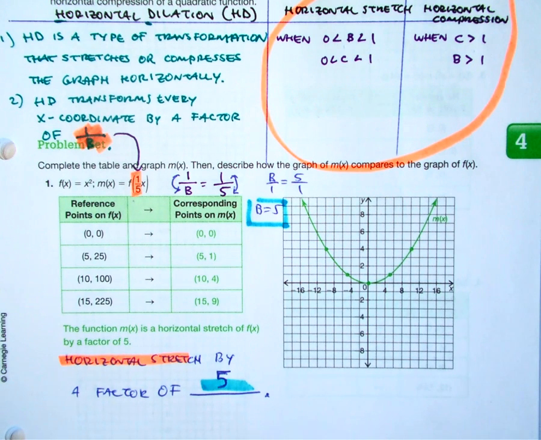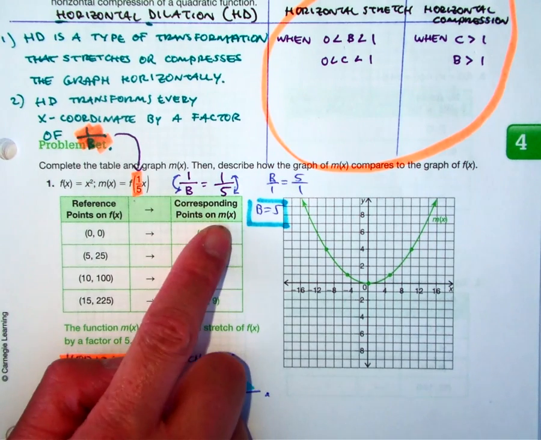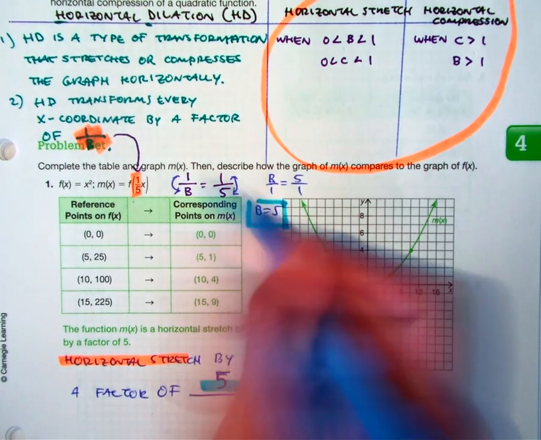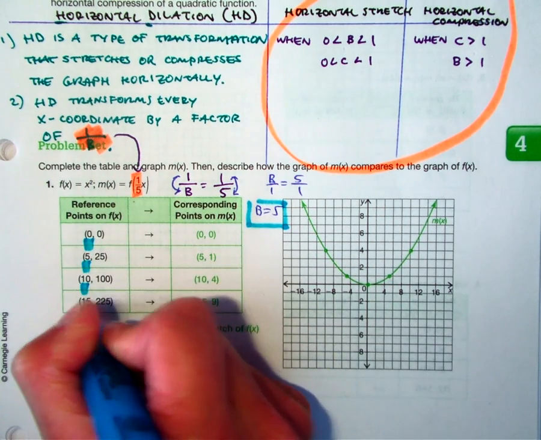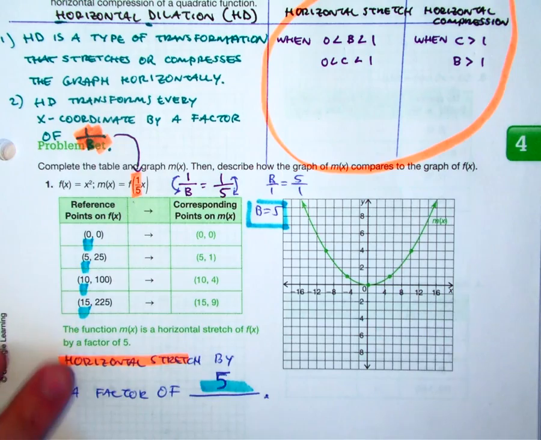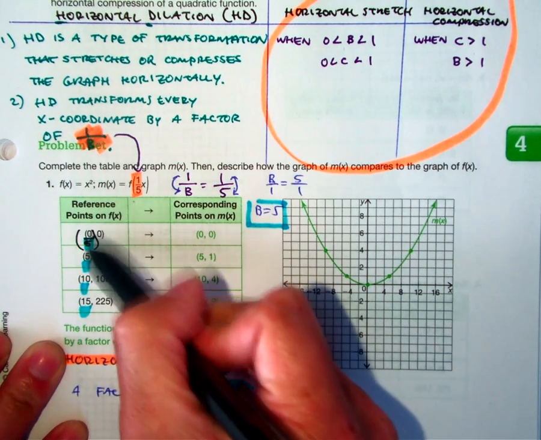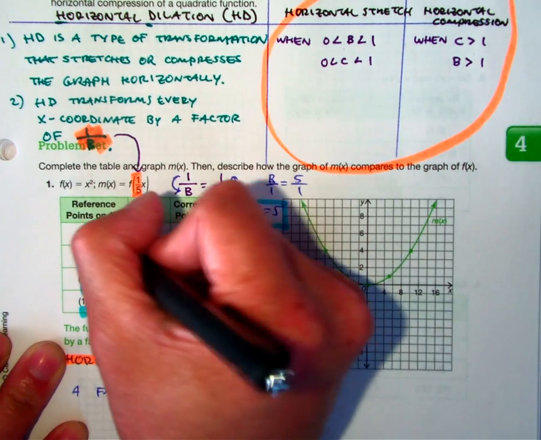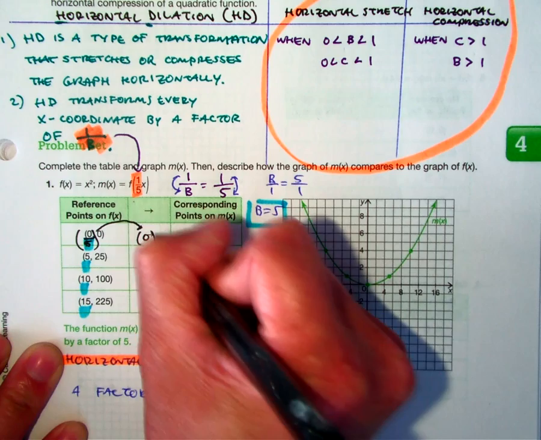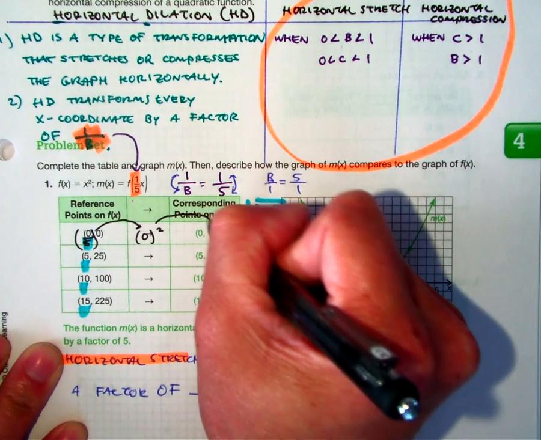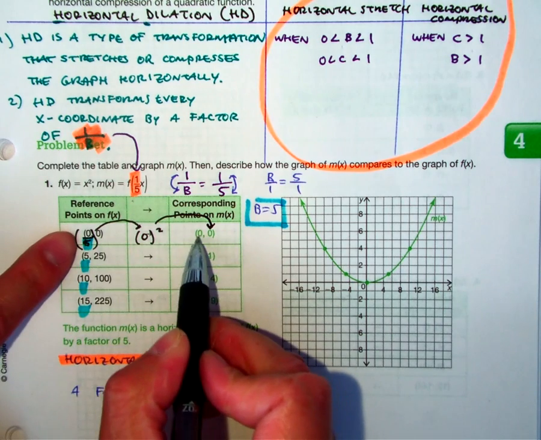Okay, now how do they get these reference points, and how do you get the corresponding points on your new function m of x? Well, your 5 value, I'm trying to use colors so you can visually see it, I'm going to divide every x value by 5. So class, 0 divided by 5 is? 0. And the parent function says to square it. And 0 squared is 0. The x coordinate stays the same.